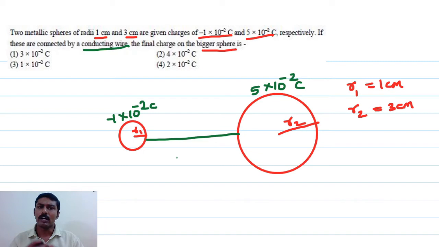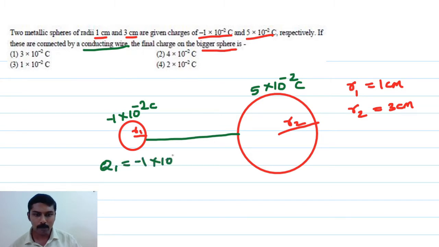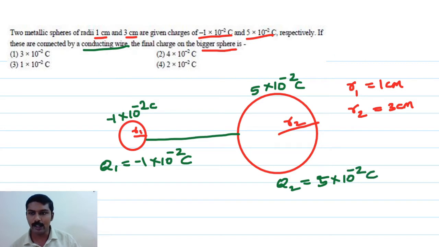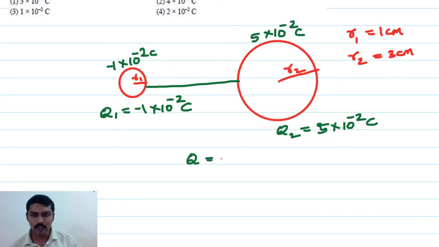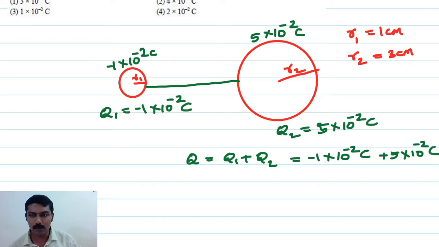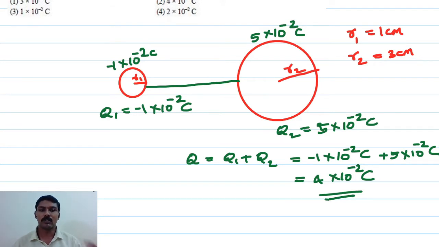So let's calculate and write down. We put the first charge Q1 as minus 1 into 10 power minus 2 coulomb and Q2 as 5 into 10 power minus 2 coulomb. When you add these two together, the total charge is Q1 plus Q2, which is the sum of minus 1 into 10 power minus 2 coulomb and 5 into 10 power minus 2 coulomb. So this is the total charge which is supposed to be shared between the two spheres.